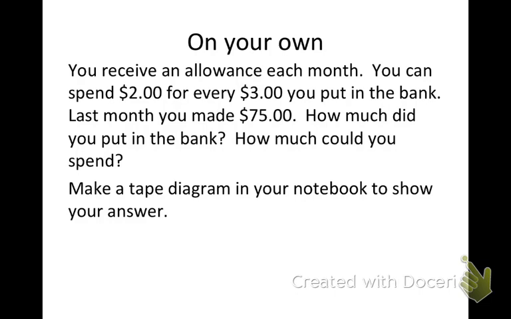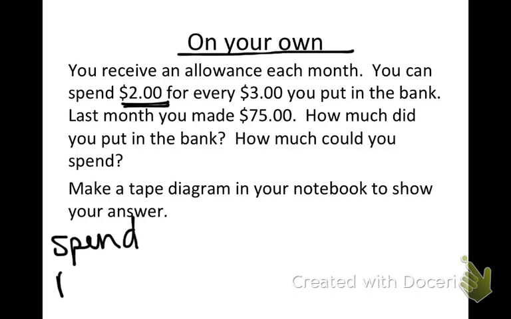Okay, so now you're going to do one on your own. So again, write this down in your notebook. You receive an allowance each month. You spend $2. So you're going to make a tape diagram with how much you spend versus how much you put in the bank. So you have to figure out how many boxes you're going to put for each of those. And the total amount of money you have is $75.